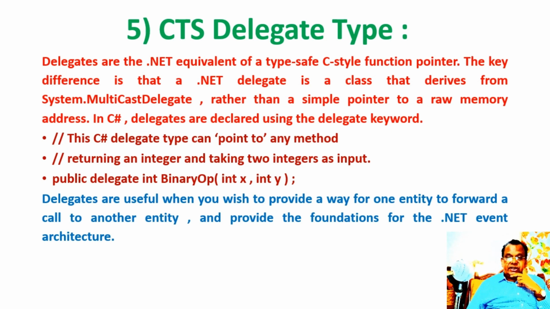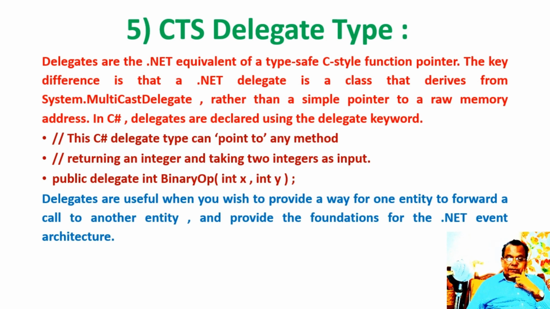Full stop. In C#, delegates are declared using the delegate keyword. We are now declaring one delegate. Before that, please look at this comment: this C# delegate type can point to any method returning an integer and taking two integers as input.